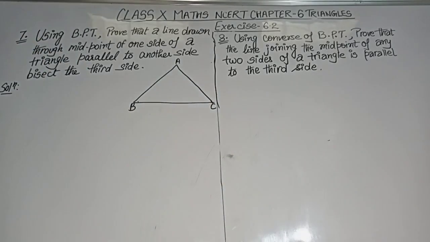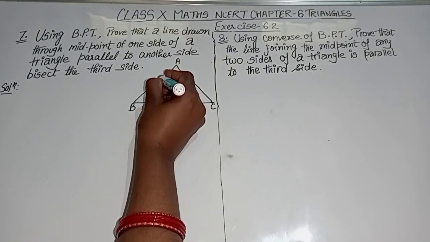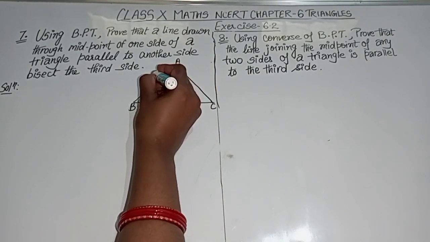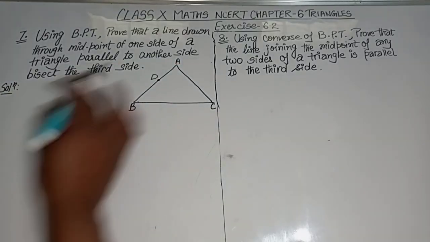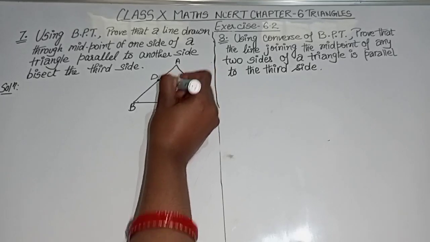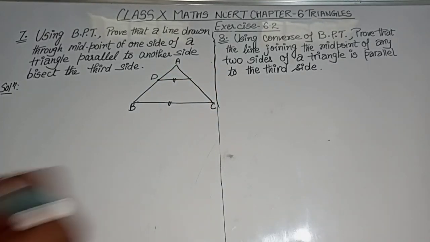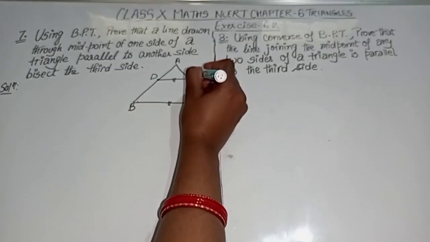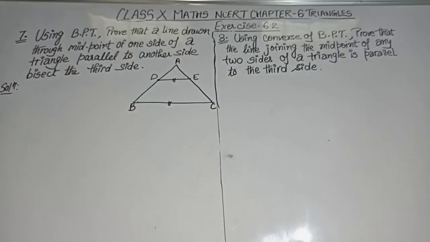Using the basic proportionality theorem, prove that a line drawn through the midpoint of one side of a triangle, that is D, parallel to another side, this is parallel to this side, also bisects the third side. It means prove that E is also a midpoint of AC, that is AE is equal to EC.